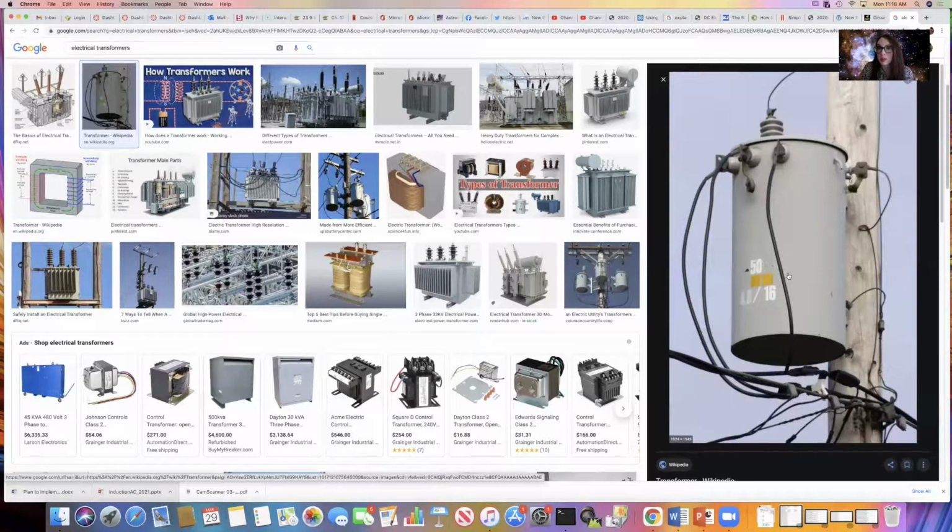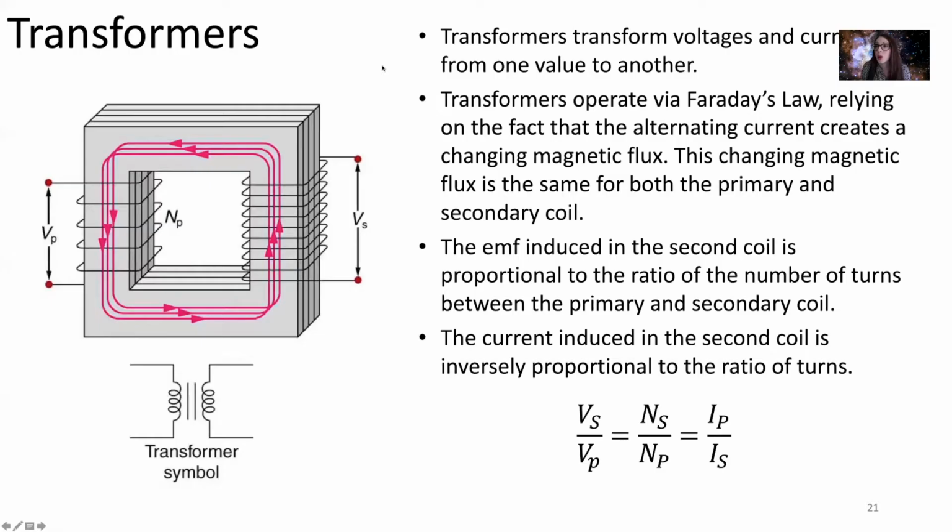So these cylindrical devices are those transformers that you see on the telephone poles or the electrical wire poles. What our electrical transformers do is they transform voltages and current from one value to another. They can increase them or decrease them depending on the application. Now, transformers operate by Faraday's law. They rely on the fact that we've got alternating current coming in through wires that are wrapped around ends of a metal core. So here's a schematic of a typical transformer.